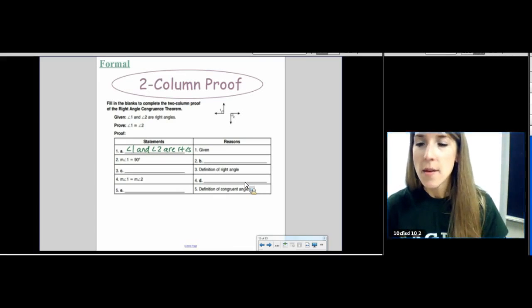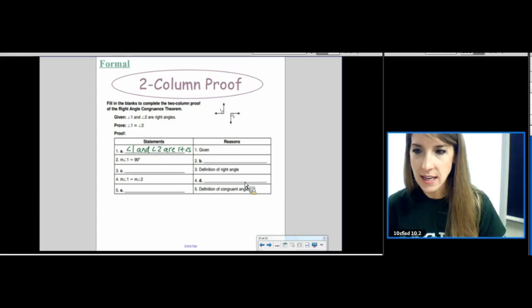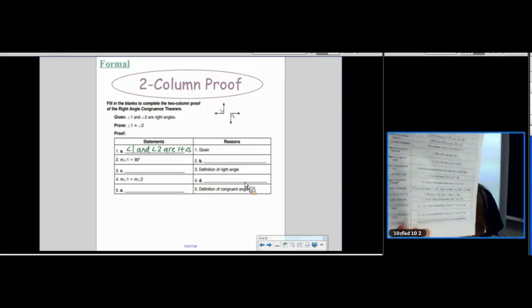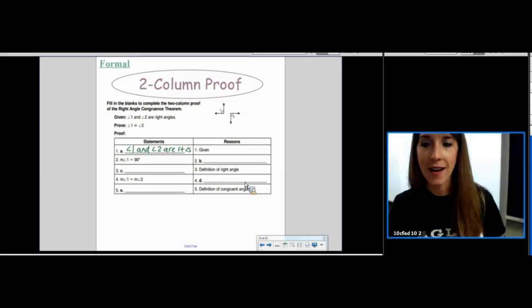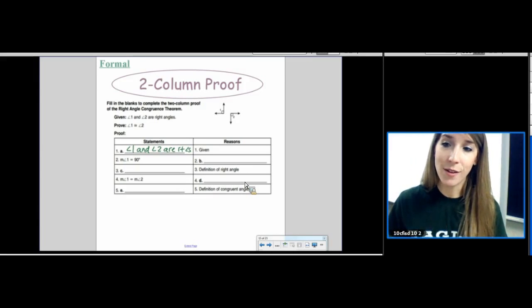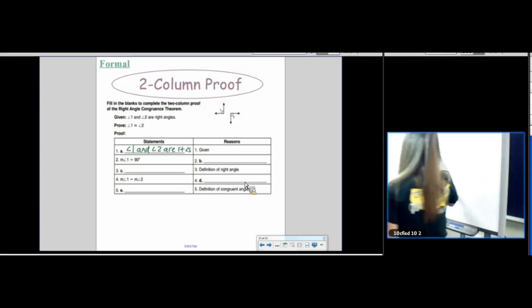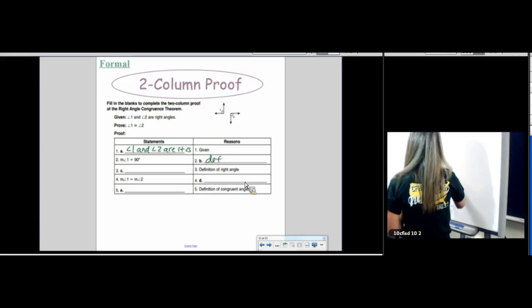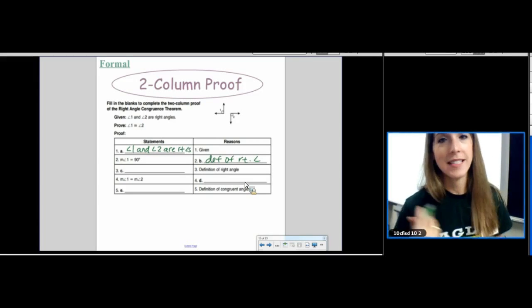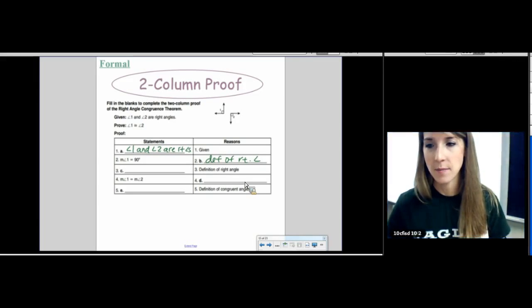Okay, next. The measure of angle 1 equals 90. Well, now I have to go to my list and decide what is going to back that up. I said that they're right angles. Now I'm saying that the angle equals 90. Well, that is a definition. By definition, a right angle is an angle whose measure is equal to 90.